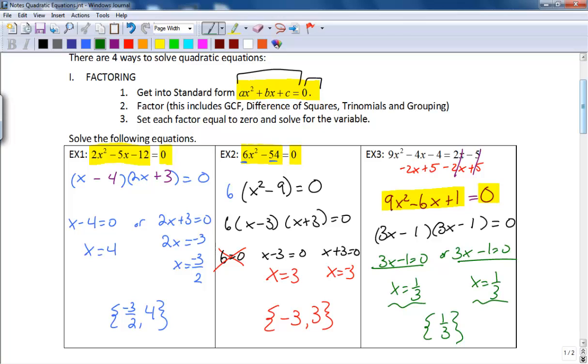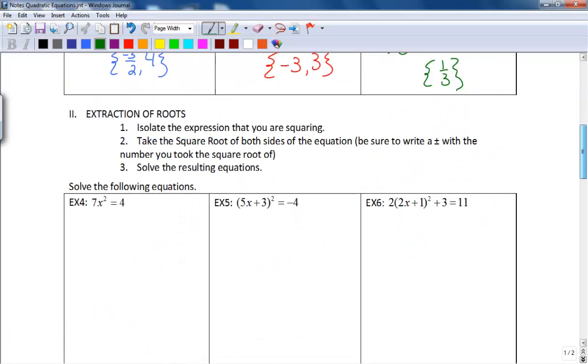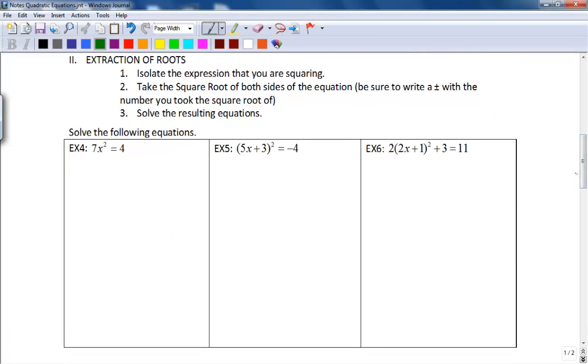So the first way that we could use to solve a quadratic was factoring. And again, hopefully that's a review. You have to do things like greatest common factor, difference of squares, trinomials. Sometimes you're given 4 terms and you'll be doing grouping. The second way that we're going to look at is the extraction of roots method.